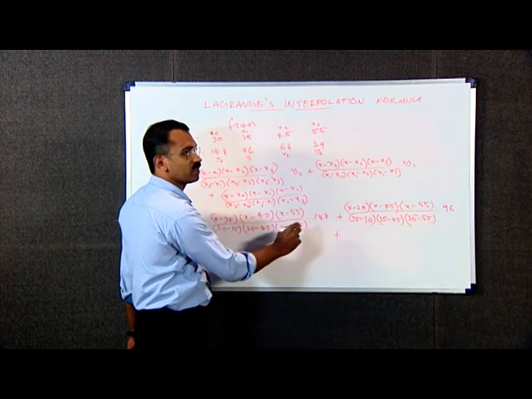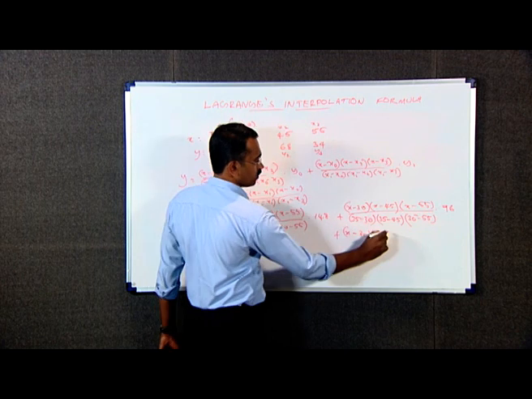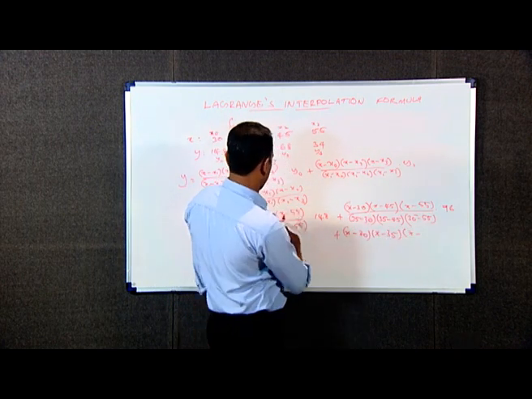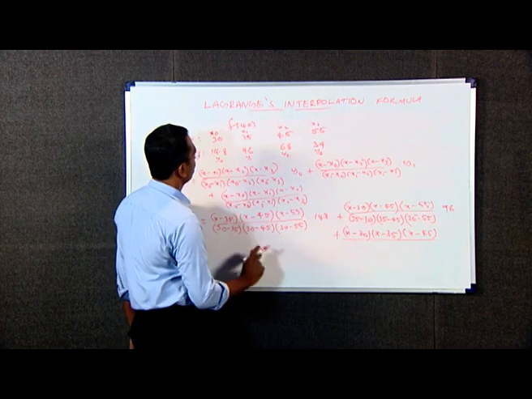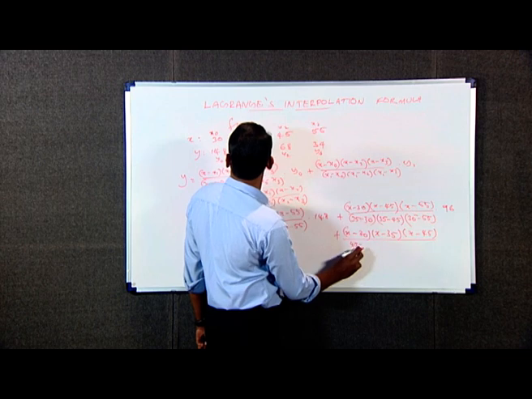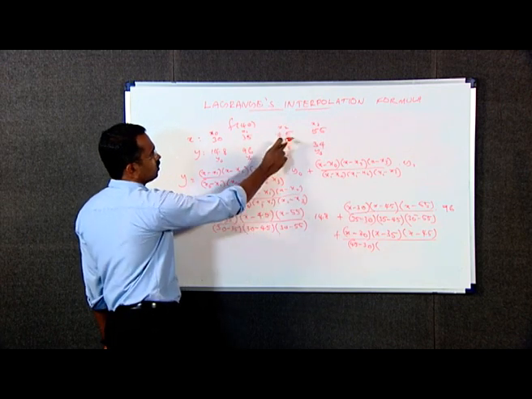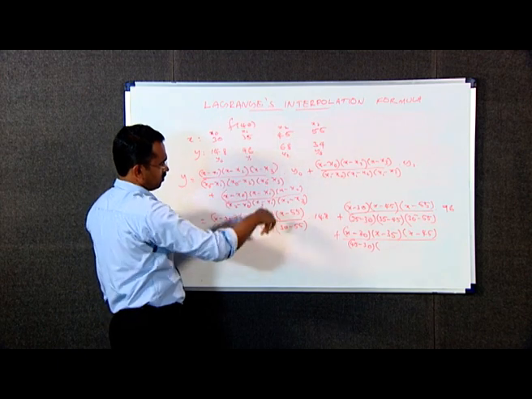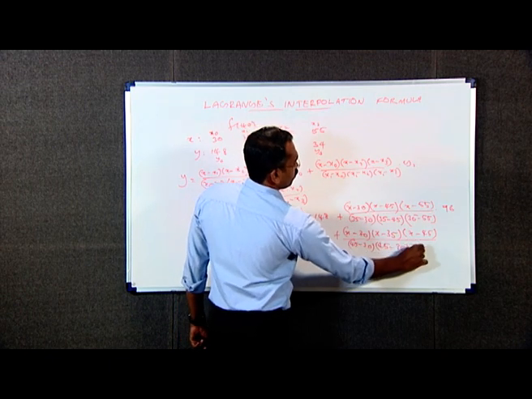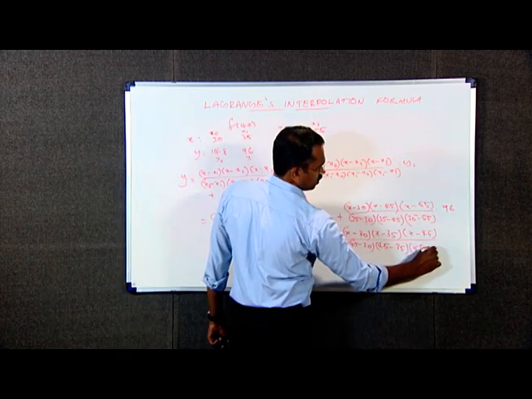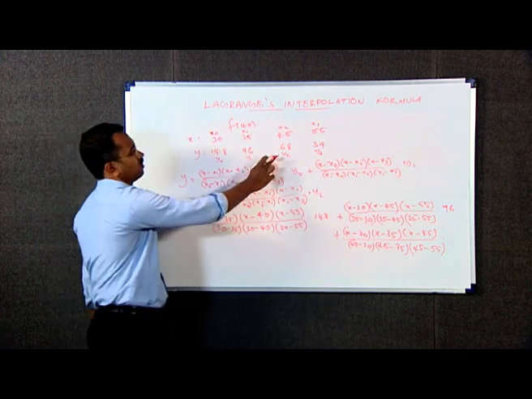Plus this time is (x minus x0), that is (x minus 30) into (x minus 35) into (x minus x2), x2 is 45, divided by x2 minus x0, that is 45 minus 30, into the next term x2 minus x1, that is 45 minus 35, into 45 minus x3, that is 45 minus 55, into here y2. y2 is 68.